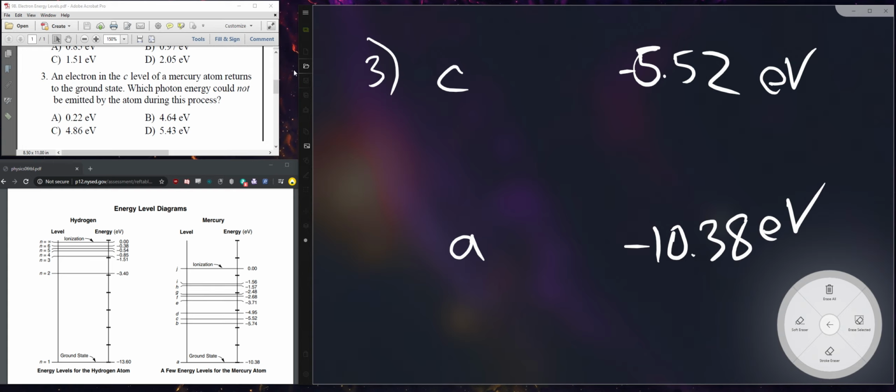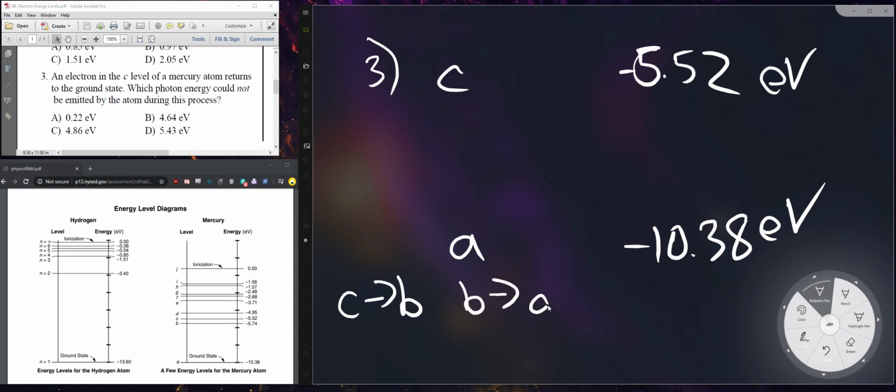Well, here's the thing. There are a few routes that this electron can take, right? It doesn't have to drop directly from C to A. It can go from electron level C to B, and then after it goes from C to B, it can go from B to A. Or it can go directly from C to A. So there are three possible choices here: three valid energies, three photons of different energies that can be emitted.